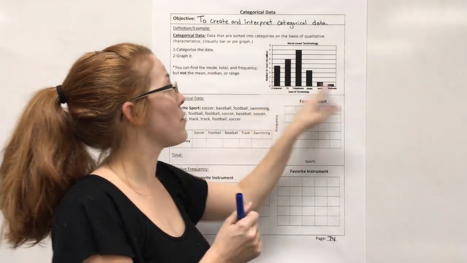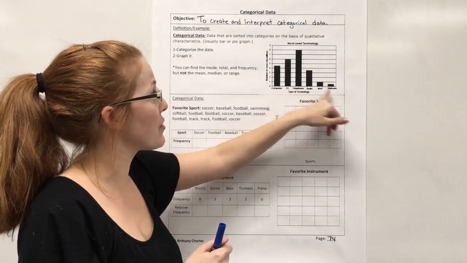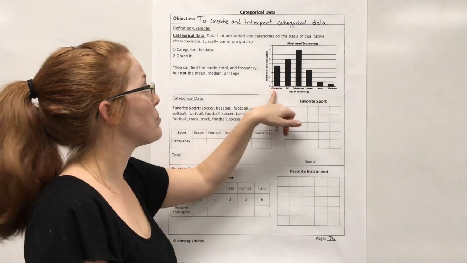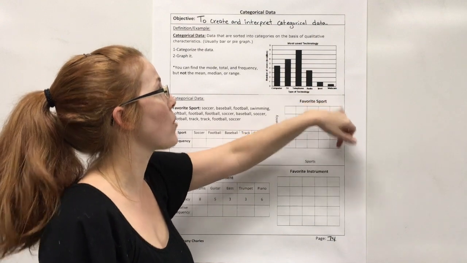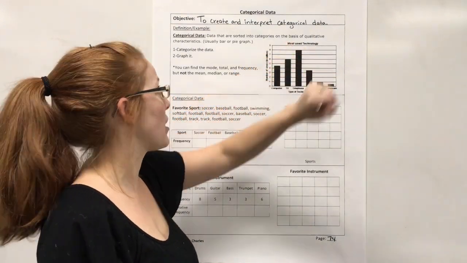So here's an example of a bar graph. Instead of having numbers down here, I'm having categories: computer, TV, telephone, radio, iPod, webcam. This is most used technology.